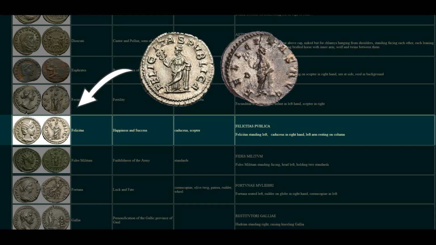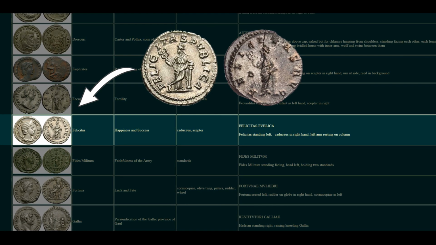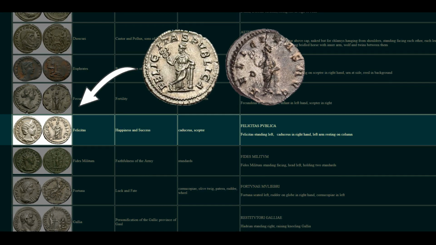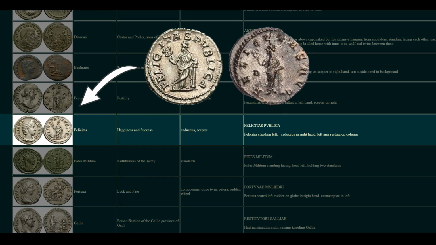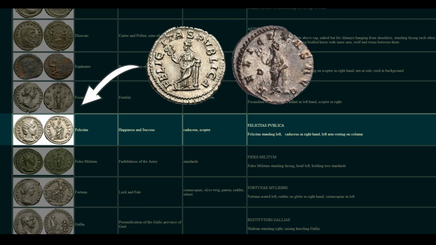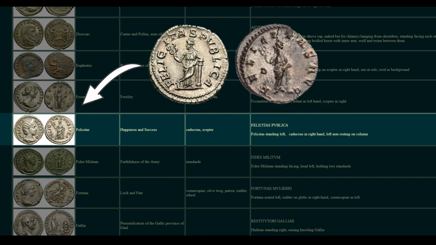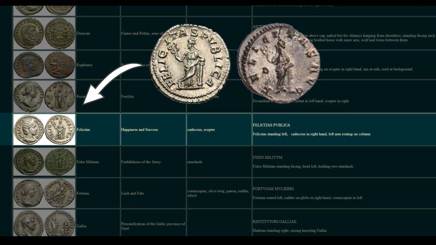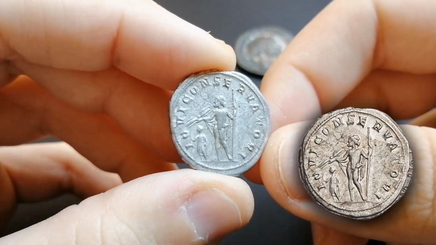Turns out this is Felicitas, the goddess of happiness and success. According to the guide, she is typically seen holding a caduceus or a scepter. In this case, it is a caduceus, the symbol of commerce, representing the fulfillment of our designs through fair trade. We are even given one of the most typical kinds of legends for this deity, Felicitas Publica, the happiness of the people. So let's try another one.